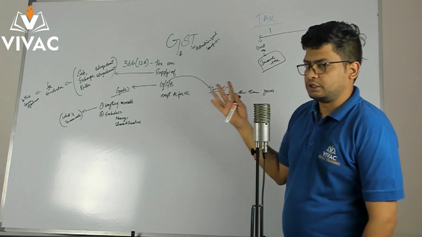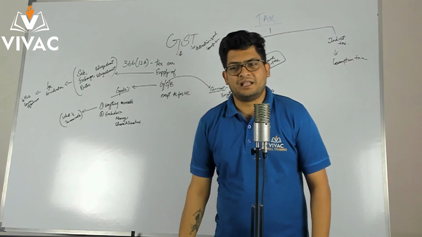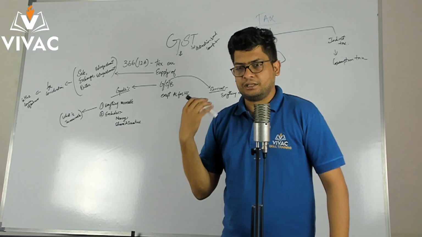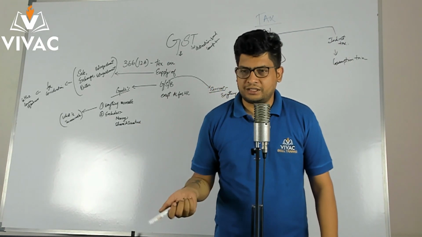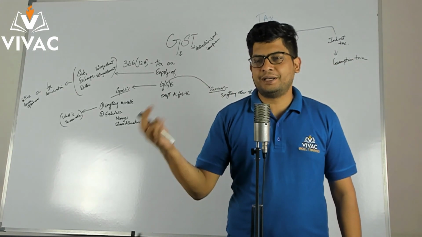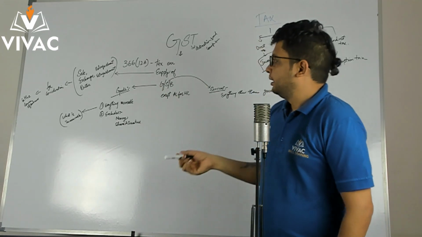Alcoholic liquor they have kept outside of GST itself. Now supply, what is meant by supply? Sale, you sell something, it is supply. You exchange, you take my pen, I will take your pencil, it is called supply. Then barter, which is similar to exchange. The difference is, in exchange you give something old, buy something new, and you pay something extra. In barter you don't pay anything extra.